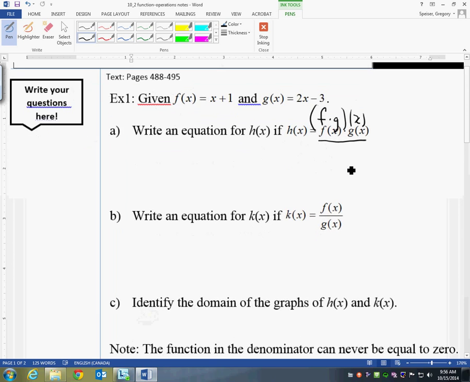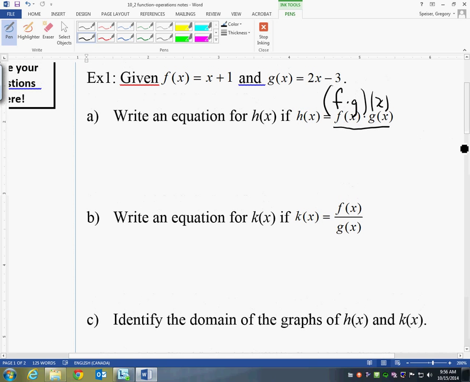Let me just zoom in a little bit here. All right, and see if we can get some color on that. So when we multiply this together, really we're just using good old FOIL here, right? X plus 1 multiplied times 2x minus 3. So we will get 2x squared minus 3x plus 2x minus 3. Combine the like terms, 2x squared minus x minus 3, and there's our answer.